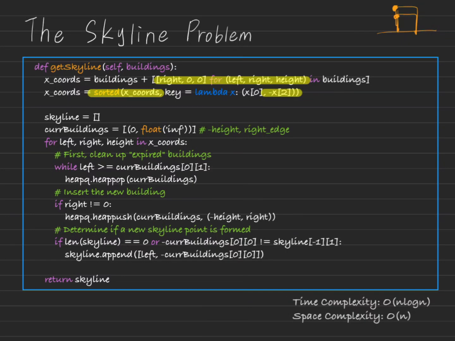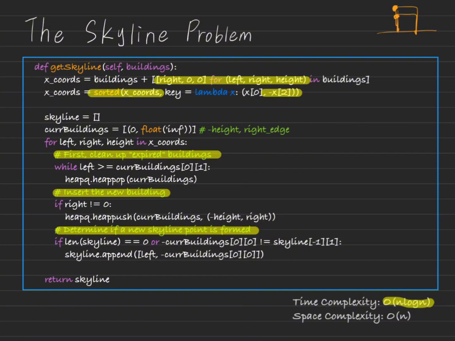So just walking through the rest of the code, for each element, we first clean up the expired buildings, in other words, the old buildings. Then we insert the new building and determine if a new skyline is formed. The final time complexity is O of n log n because of the sorting, and the space complexity is O of n for the max heap.